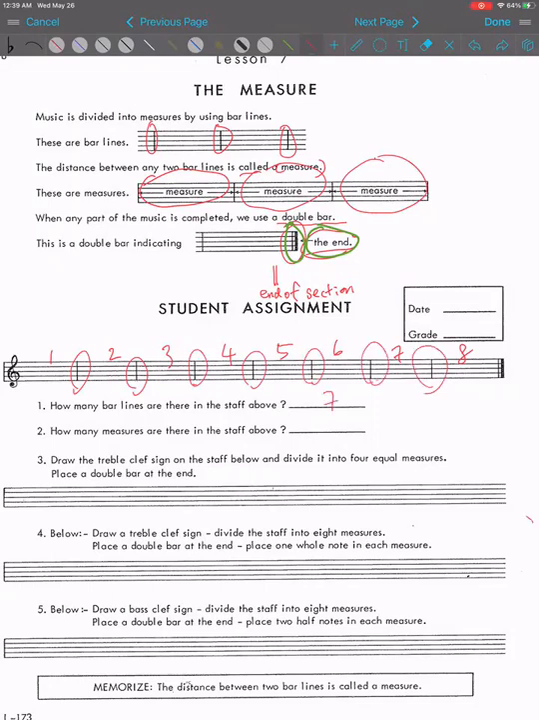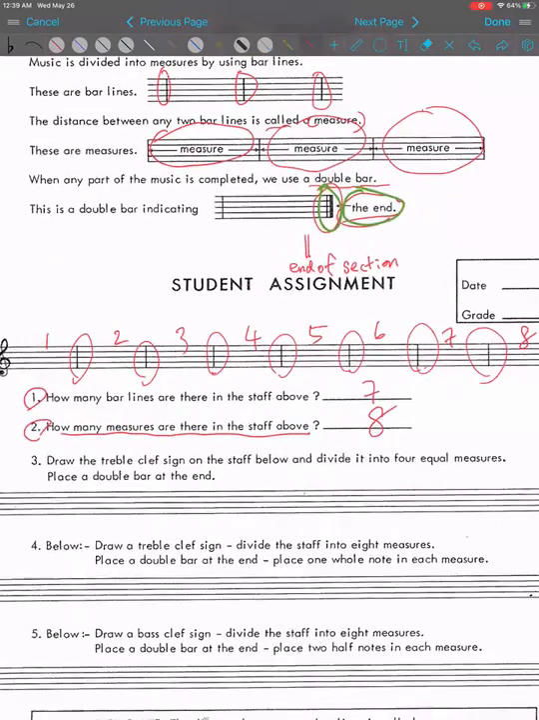You may be asking, how about this double bar? Well, double bar is double bar. They are not bar lines. So, number 2, how many measures are there in the staff above? We just count the measures. So it's 1, 2, 3, 4, 5, 6, 7, 8.